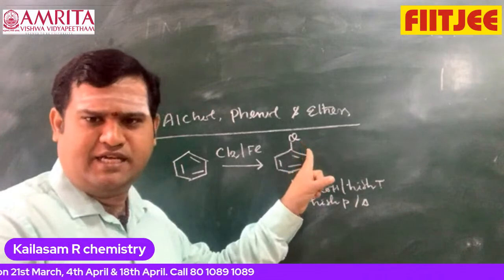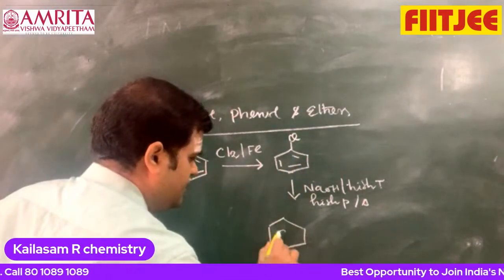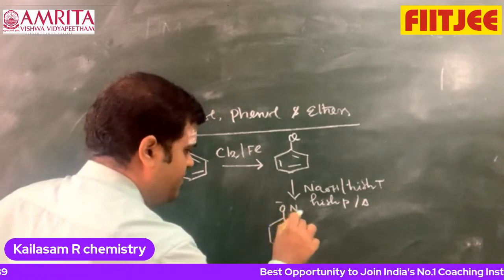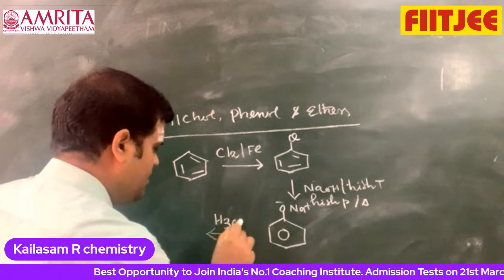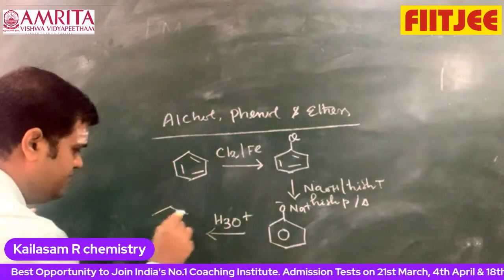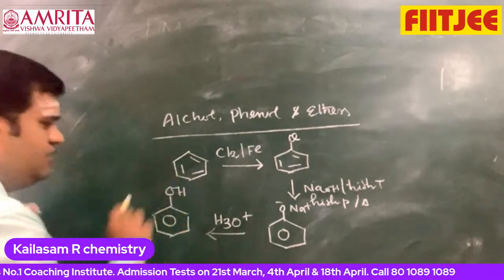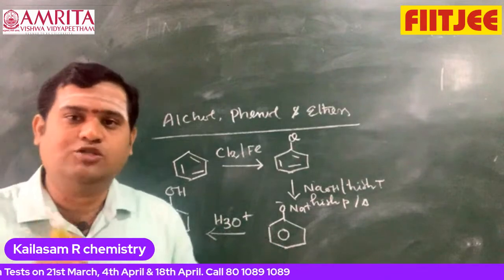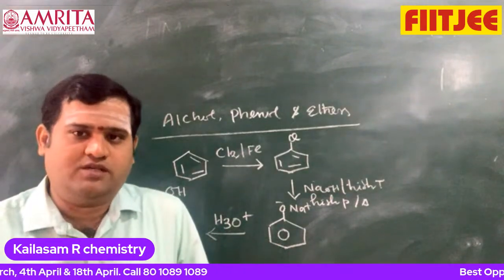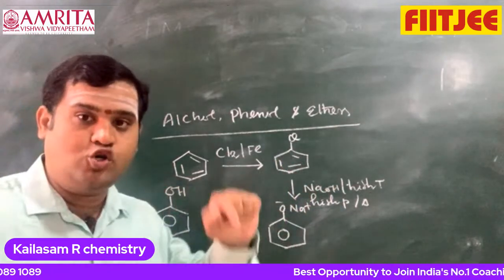Here chlorobenzene is there. Now what I'm going to get is O minus Na plus, sodium phenoxide. Hydrolysis with H3O plus, which I'm going to get as phenol. So this process is called Dow's process. Dow's process was chlorobenzene converting into phenol, but I am asking you how to get chlorobenzene.